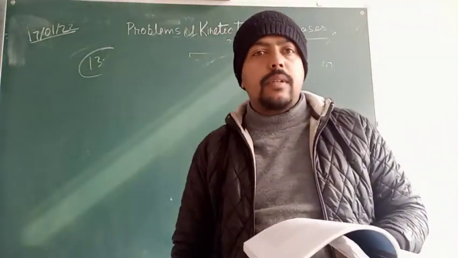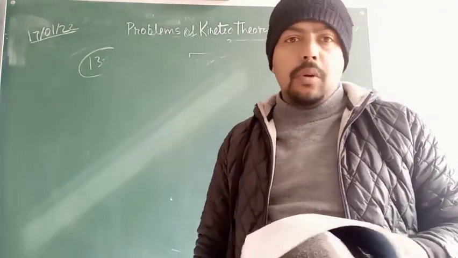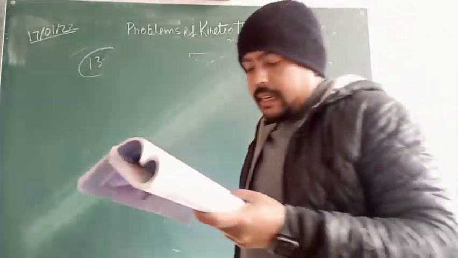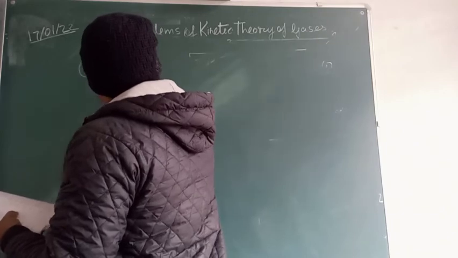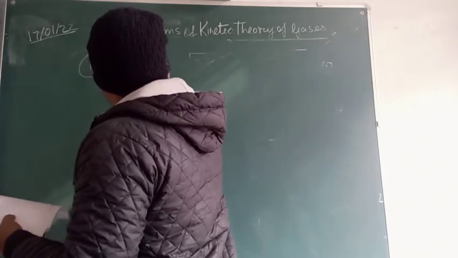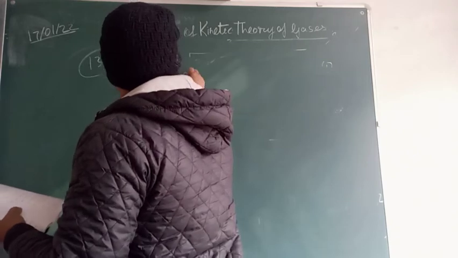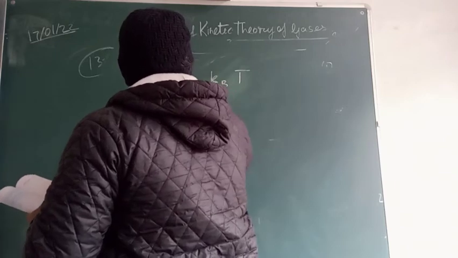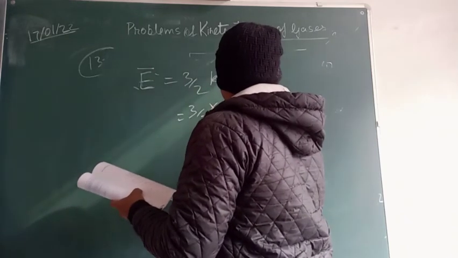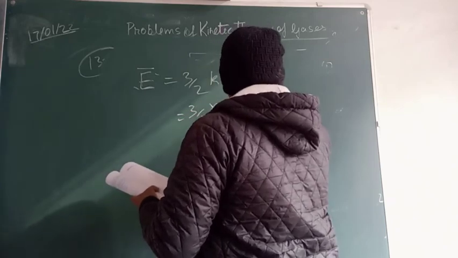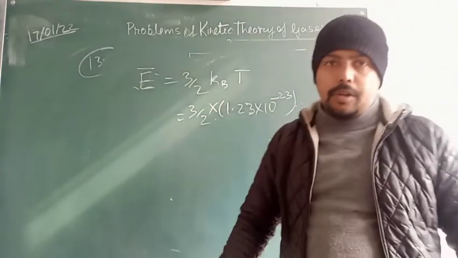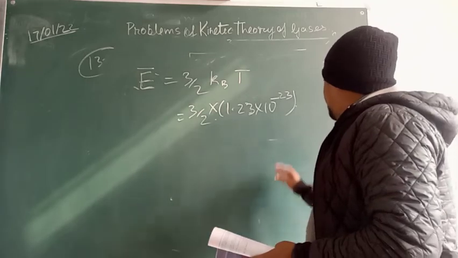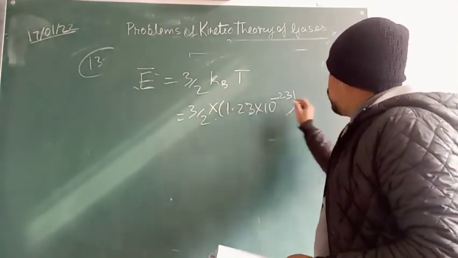So average thermal energy, we know that it is denoted by 3 upon 2 into K into T, where K is the Boltzmann constant. That is also known as the average energy, denoted by E bar. So that is equal to 3 upon 2 into KB into T. We know the value of K, that is 1.38 into 10 to the power minus 23 joule per Kelvin, which is the unit of the Boltzmann constant.